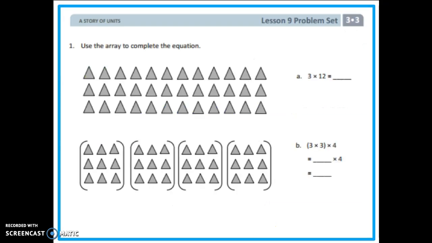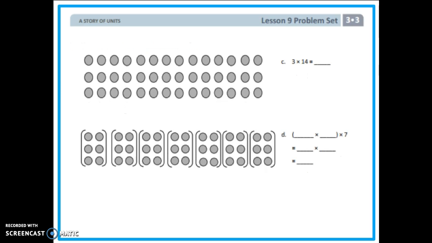Now it is time for your problem set. Use the array to complete the equation. I'm going to count the array and figure out what your answer is. For letter D, you are counting the small arrays within the big array to get these 2 points. So look at this as one array. What do we see?